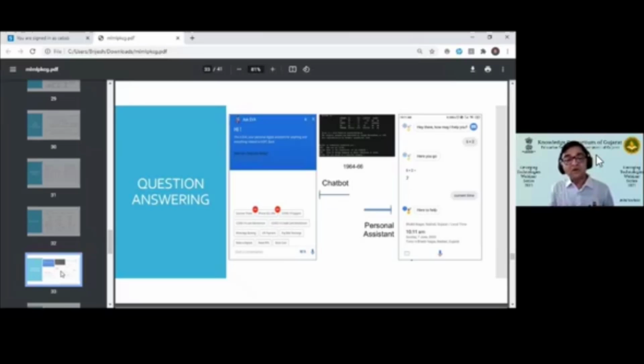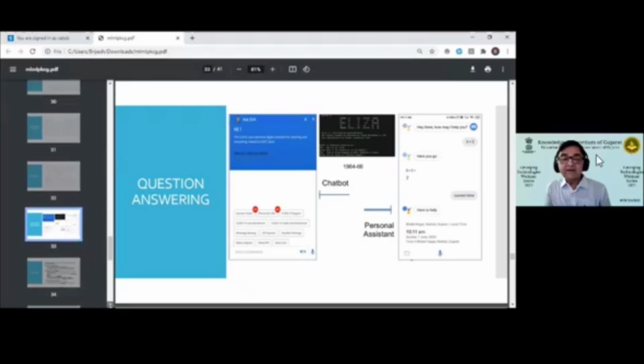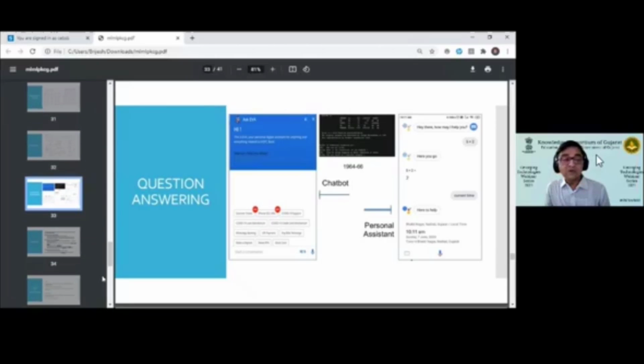So we have come a long way from Eliza. Eliza was the very first such application. But we have come a long way, and nowadays the interest in this has grown. Also, you might have noticed home devices like Alexa or Google Home. They are also kind of personal assistants which interact with you and try to answer your queries. So that has also opened up the market for this kind of research.